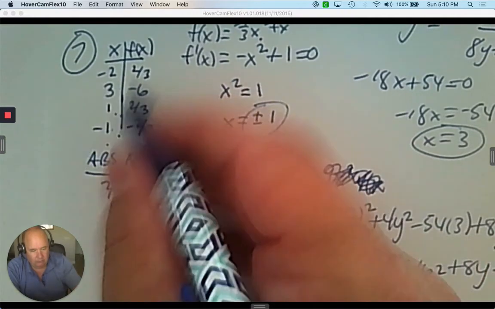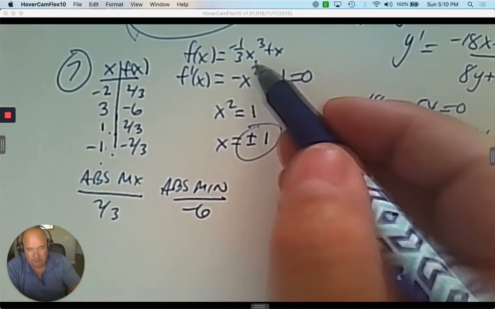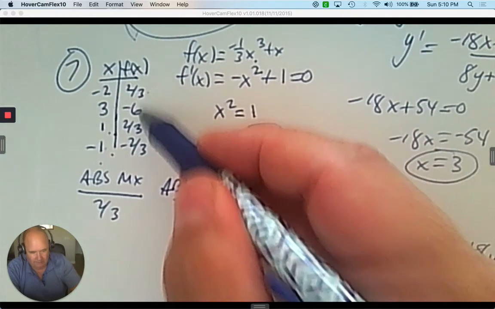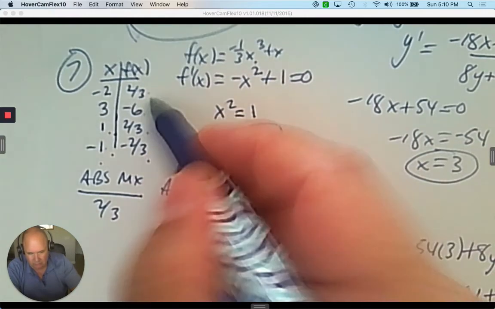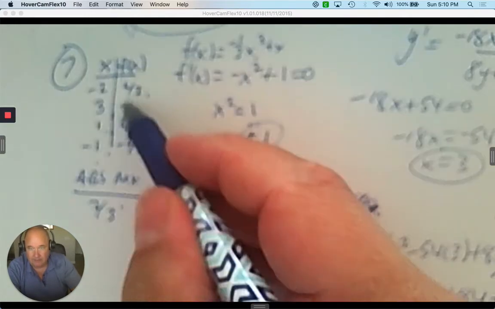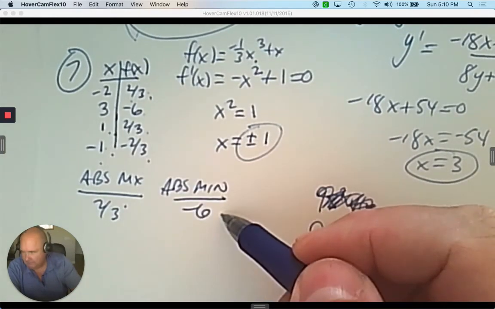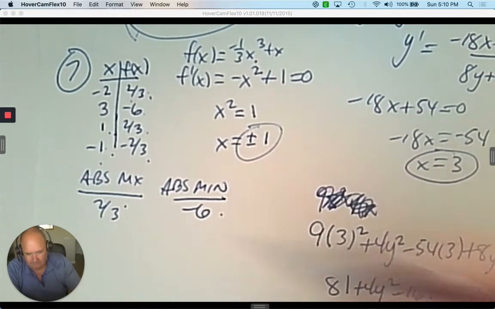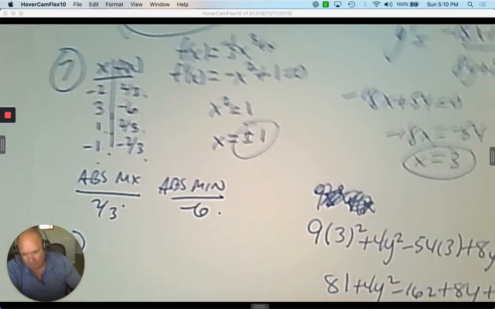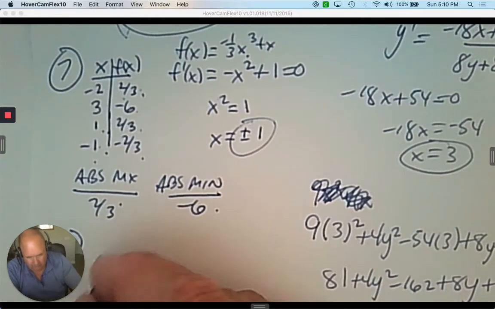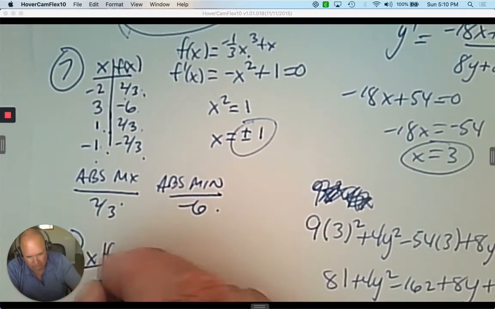So once you do your table of values, plug into here to get these y values, and then the largest y value is your maximum, and the smallest y value is your minimum. All right, number 8. Again, it says find the absolute extrema on an interval. So I'm going to again do a table of values to remind myself.